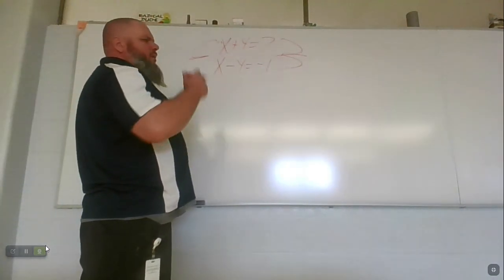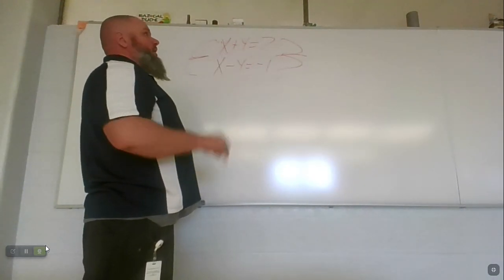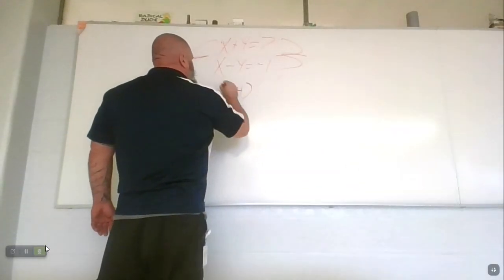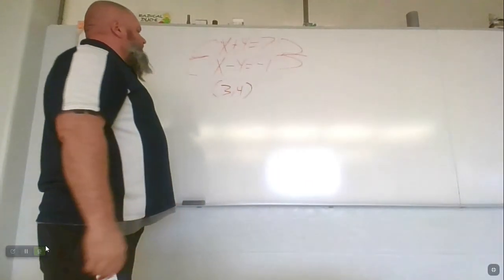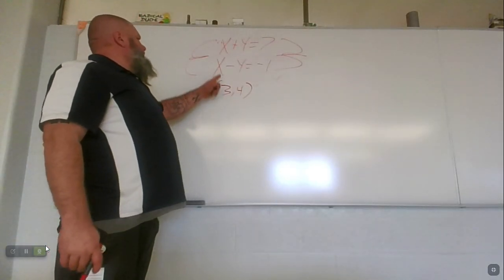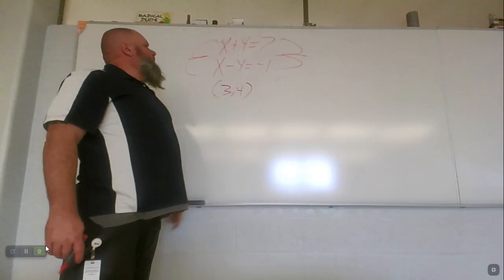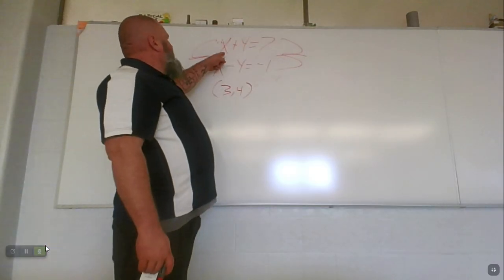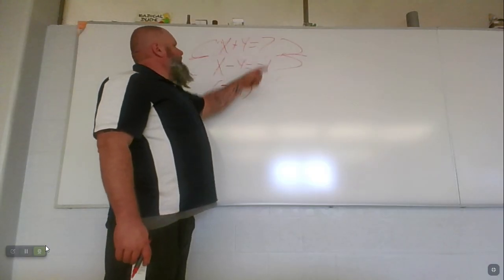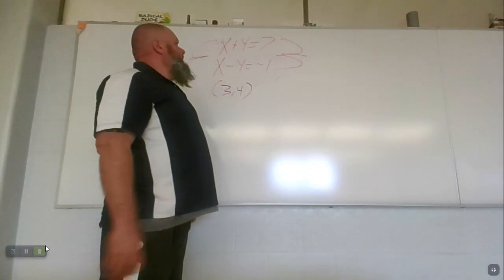But here's what I want to do. I'm just going to randomly pick the ordered pair 3, 4. Let's see, is this a solution to both of these? We put 3 in for x. Let's look at x plus y equals 7. Put 3 in for x and 4 in for y. 3 plus 4 equals 7. So it meets that criteria.